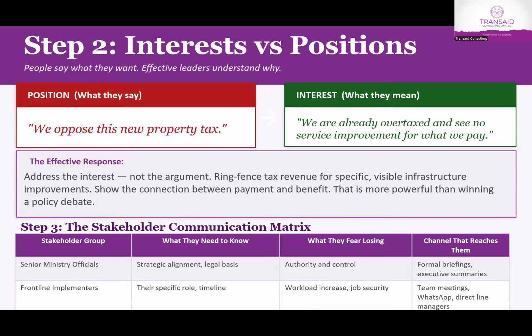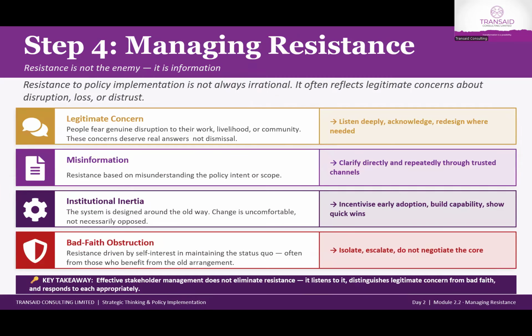Frontline implementers, these are the line managers, the operational people. They need to know their specific role and the timelines. Their fear is that more work will increase our work, and job security: let them not come and sack me because of this new policy. Channels: team meeting, WhatsApp, direct line manager. You can speak to them.